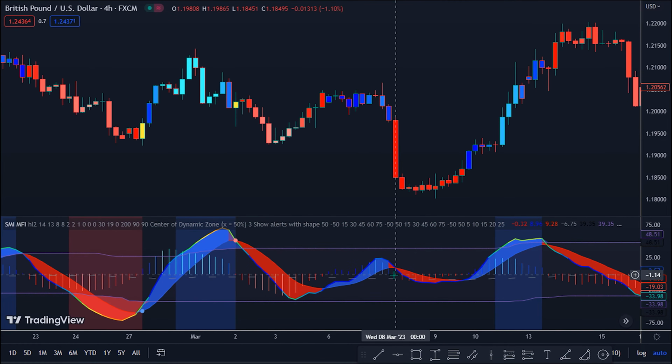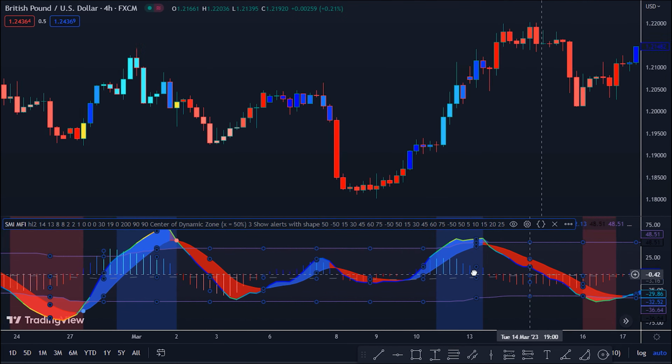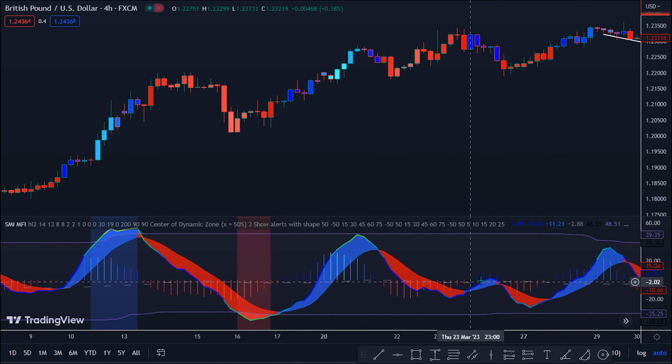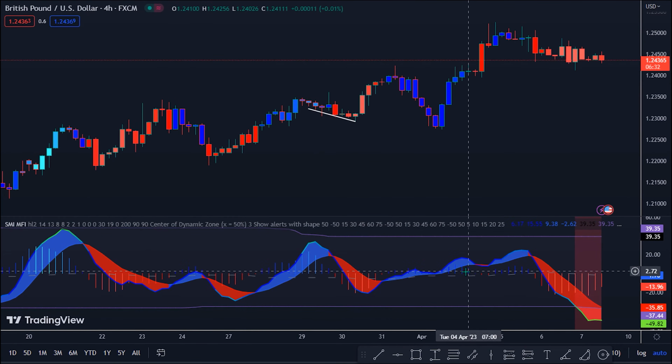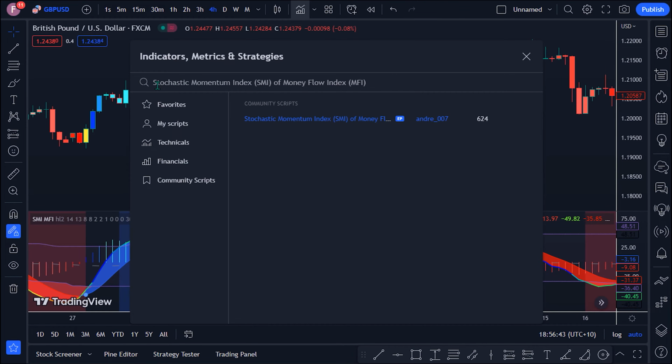On the other hand, the Money Flow Index (MFI) is an indicator that uses volume and price to measure buying and selling pressure. When these two indicators are combined, they can provide a more comprehensive view of price direction and market strength. To apply this indicator on the price chart, search the keywords Stochastic Momentum Index, SMI of Money Flow Index, MFI. Select the EP version by Andre_007. Here's the technical indicator on our price chart.